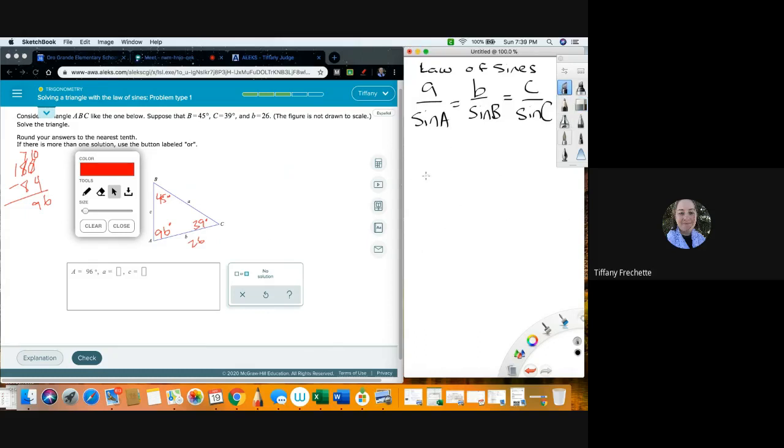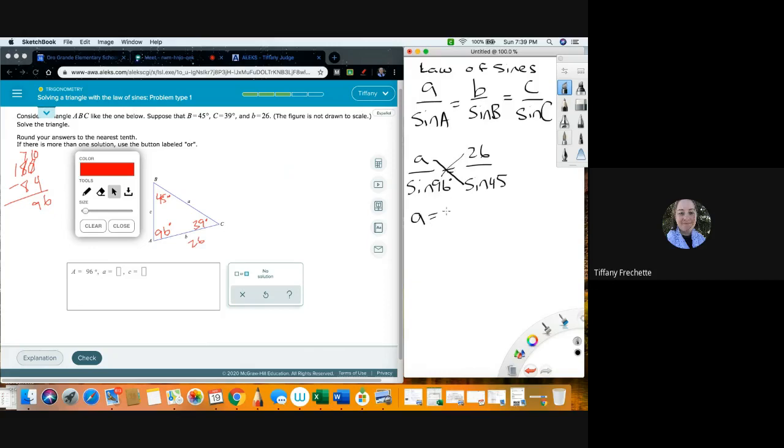All right, so we need to find A or C. It doesn't matter which one, so let's go ahead and start with A. And then we're going to use the middle one for each. So we have A, we don't know, but we do know angle A, which is what we just found, equals B, we do know is 26, and we do know angle B, which is 45. All right, so remember we're going to multiply, but then we're going to end up dividing.